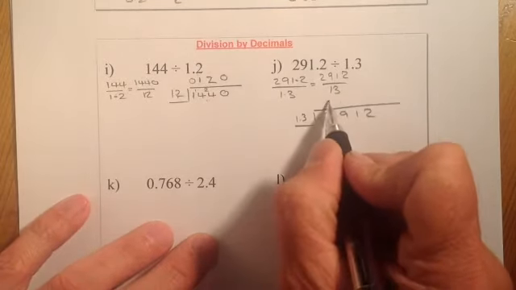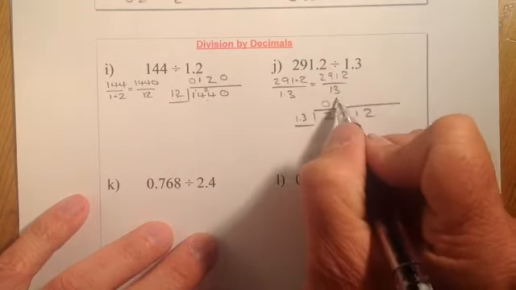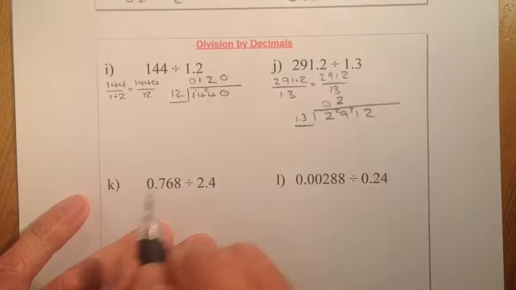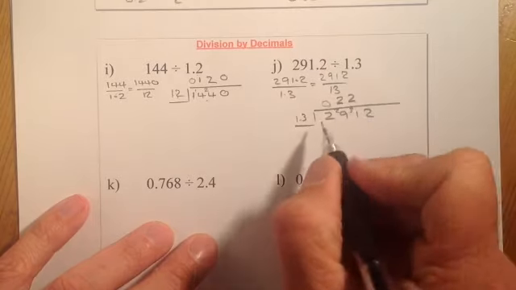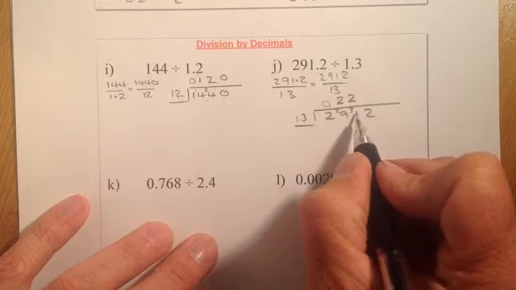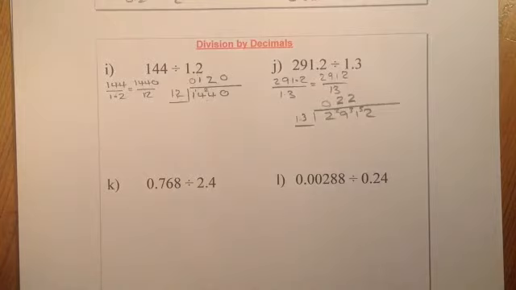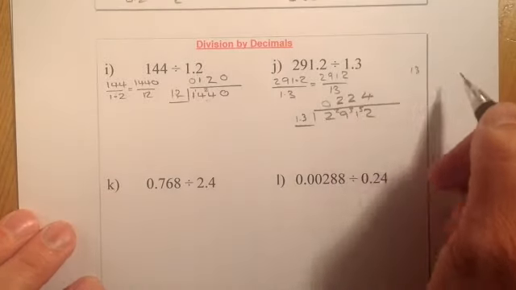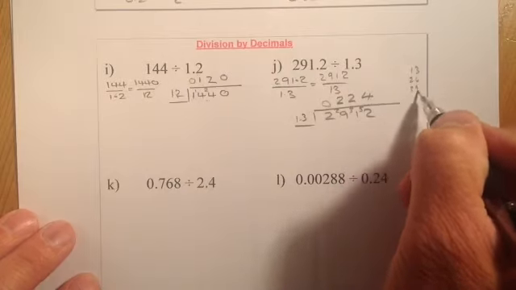13 into 2 goes 0. Carry the 2, 13 into 29 will go twice, and it will make 26, so I've got 3 left over. 13 into 31 will go twice again, and it's going to make 26, so that's going to be 5 left over. And when I do 13 into 52, I'll get 4, because that'll be on the times table. Or what I could have done is written down the 13 times table just down here, and that would have helped me out. So that'd be 26, that'd be 39, and so on.